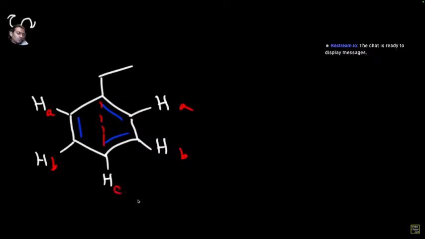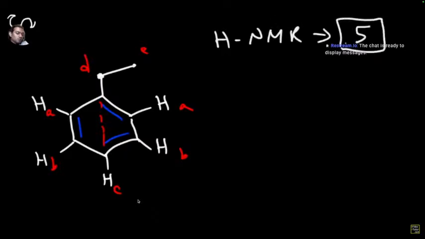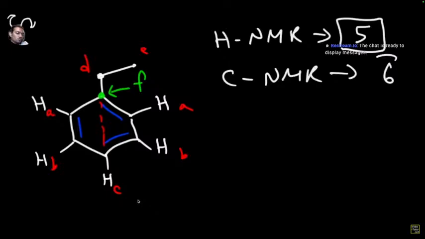This we can call hydrogen C, and D and E, because we do have hydrogen atoms on these 2 carbon atoms. So in the H-NMR spectrum, we should have a total of 5 signals. Now for C-NMR, everything is going to be the same, but we do have this carbon atom that doesn't have a hydrogen atom. So that will correspond to signal F in the C-NMR spectrum. So we should have a total of 6 for C-NMR.